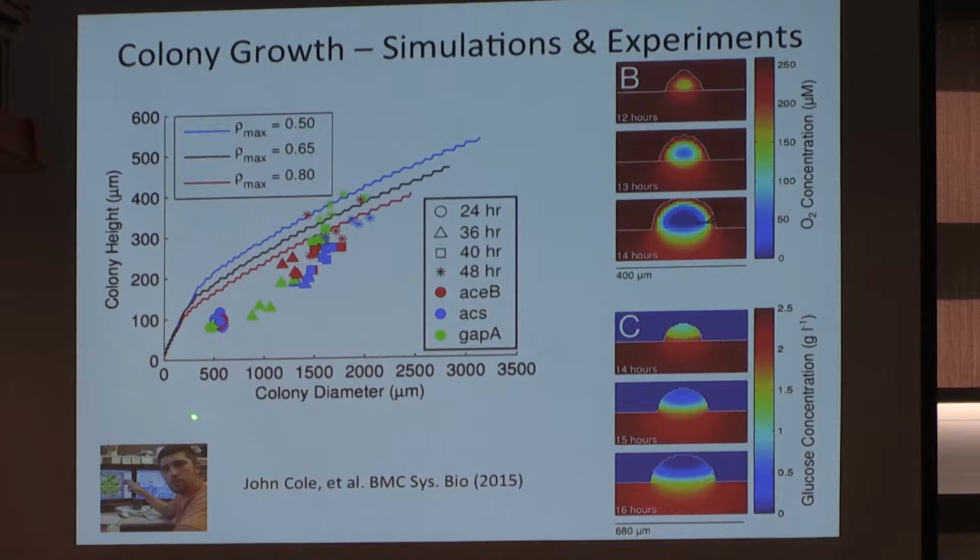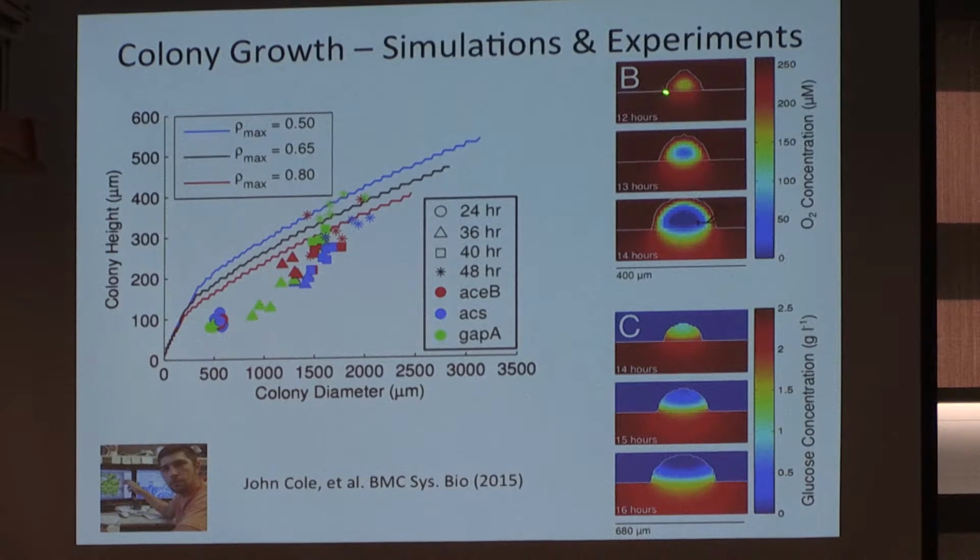Here's a comparison of the colony diameter and its height that's from the theory, just allowing different packing densities, and comparing it now to various time points, where we've also used different labeled enzymes in these pathways. Some of them are going to be later in the glucose pathway, and others, we're trying to look mostly at the acetate utilization. And this gives you a sense of how things change.